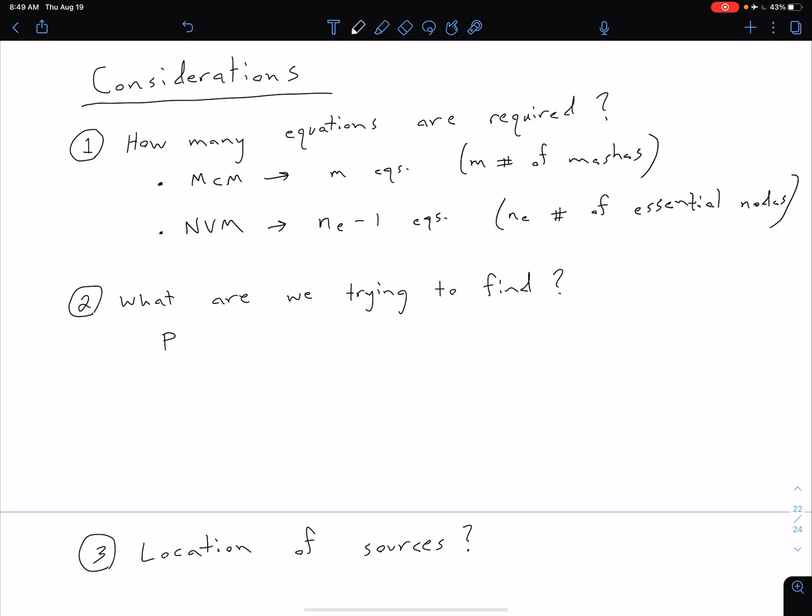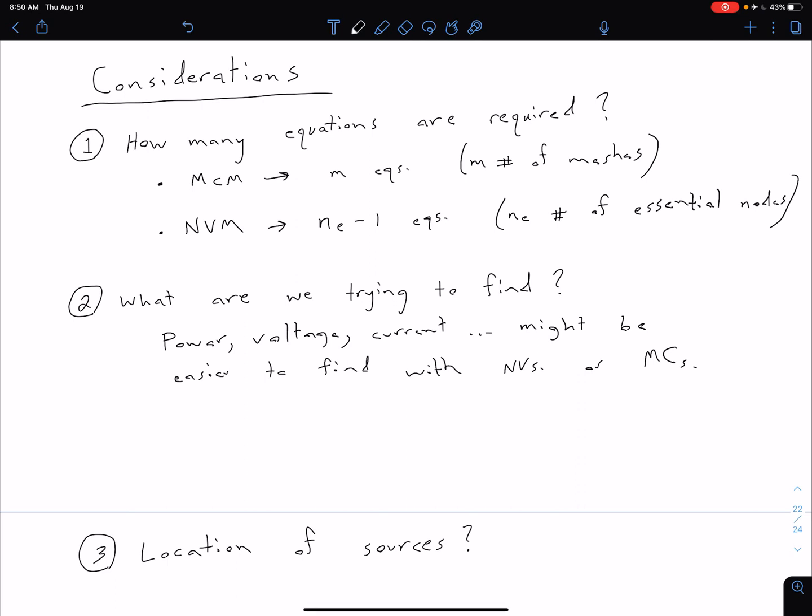The second thing to ask ourselves is, what are we ultimately trying to find? So remember, ultimately we're going to be looking for some power, some voltage, some current in the circuit. And so oftentimes these can be easier to find using node voltages or mesh currents. So let's just say this might be easier to find with our node voltages or our mesh currents.